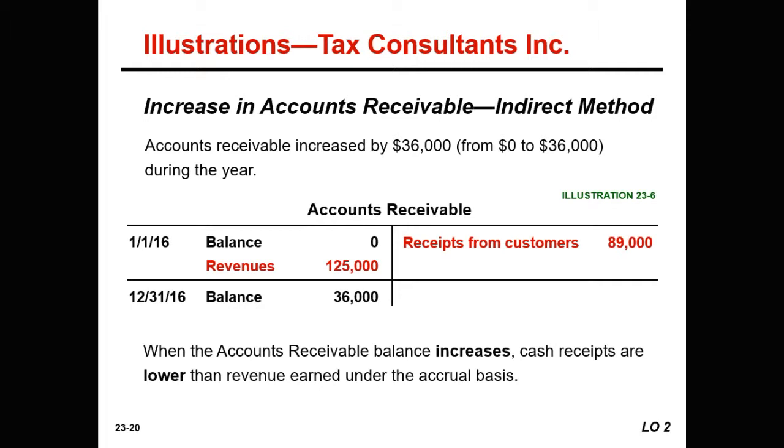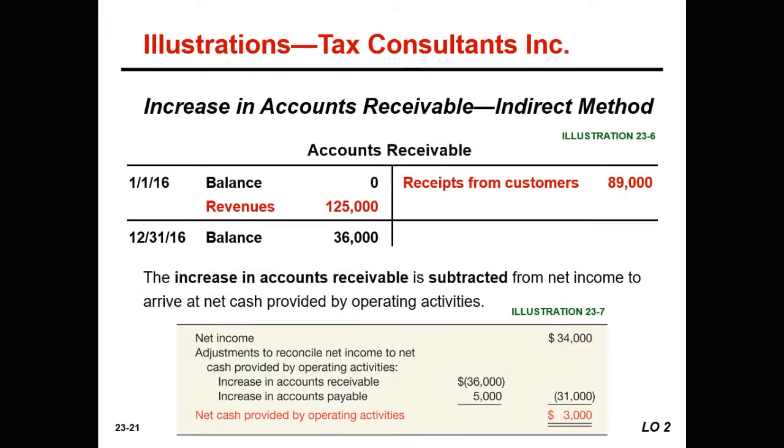We had $89,000 in actual receipts from customers. We've yet to actually receive $36,000 of the cash. We'll receive that at a later period of time. So we start with net income, and then we go into our adjustments to reconcile net income to net cash. We reduce by our increase in accounts receivable. The increase in accounts receivable is subtracted to arrive at net cash provided by operating activities.